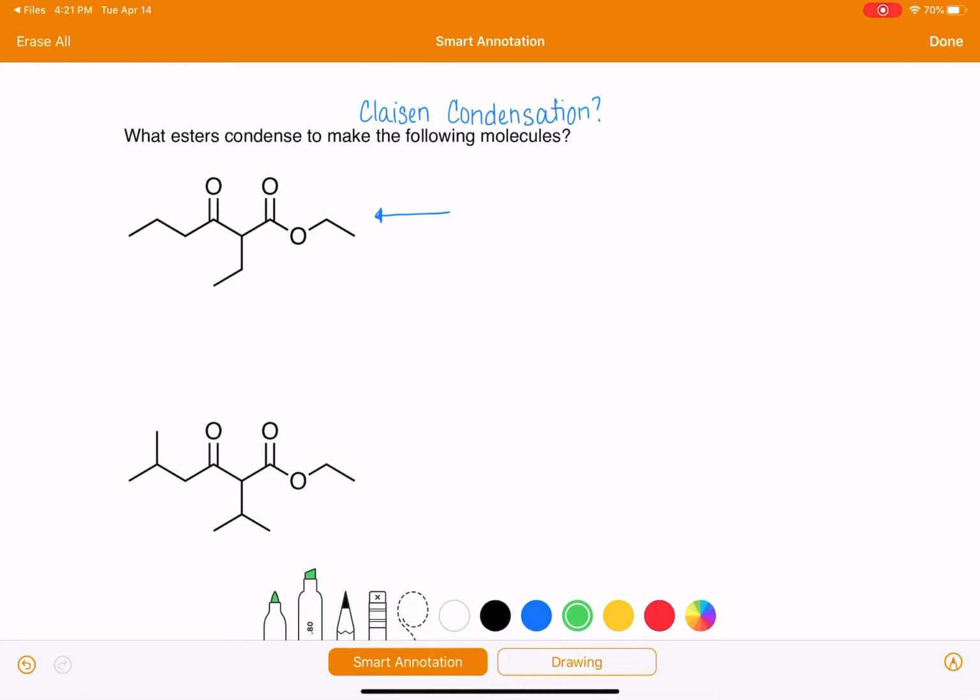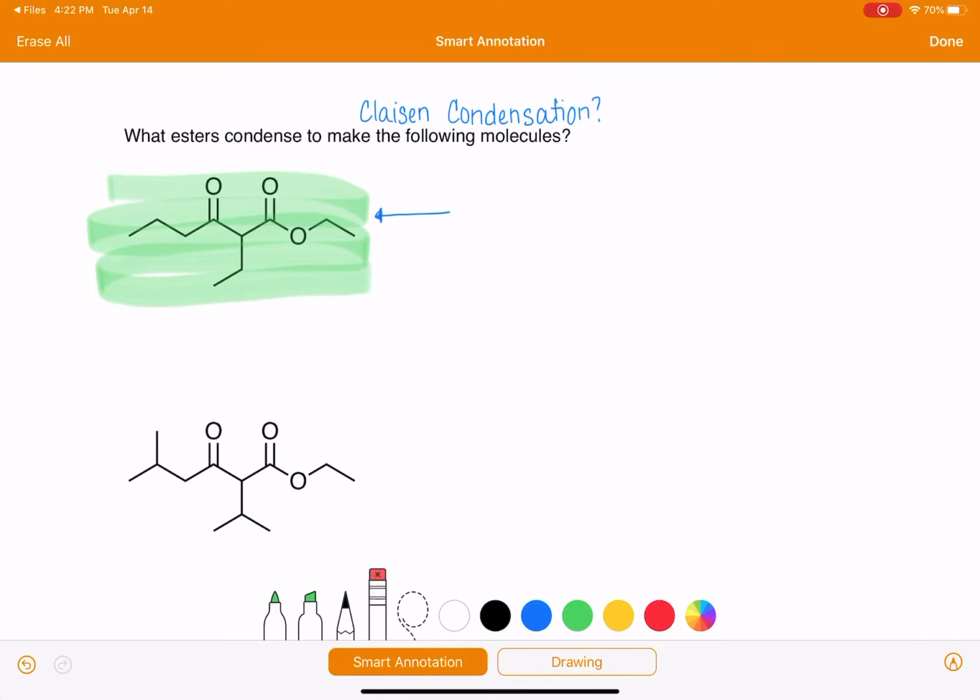And the trick that I'm going to teach you, first of all, you have to remember that this product, this molecule right here, is a combination of two esters. They might be identical to each other. They might be different from each other. We haven't talked about crossed Claisen reaction yet, but that's definitely possible. So either way, it's two esters that have been reacted together.